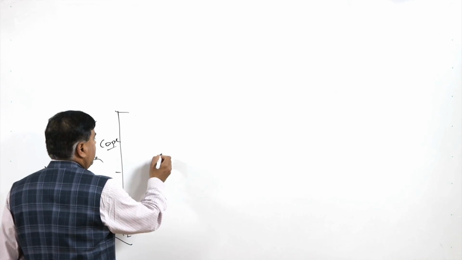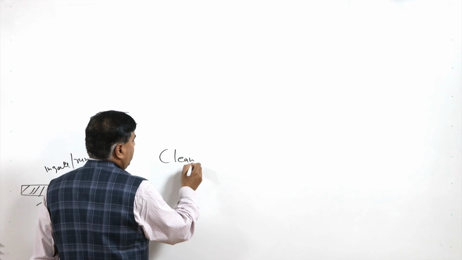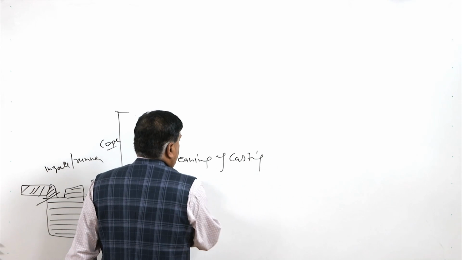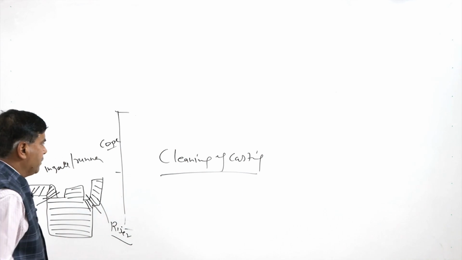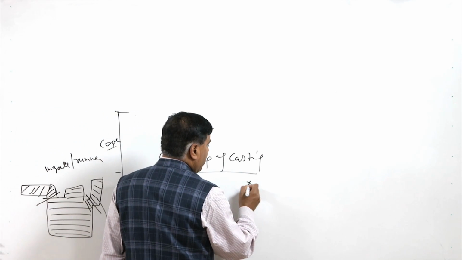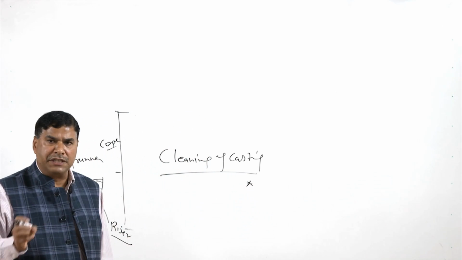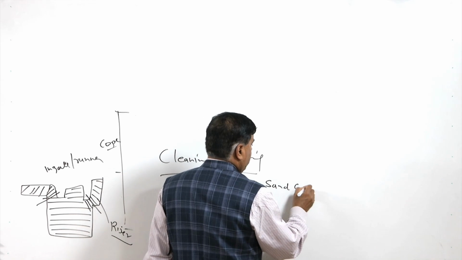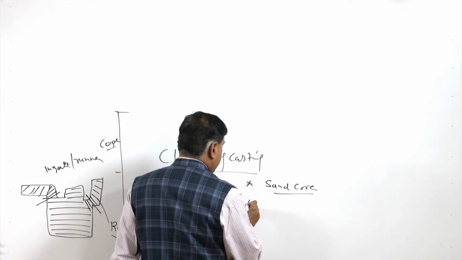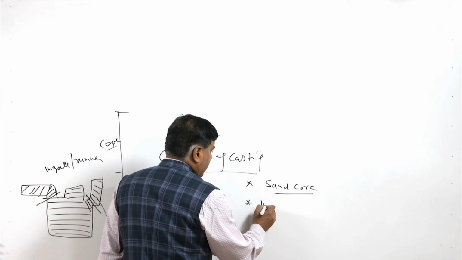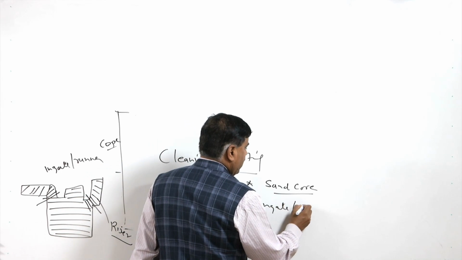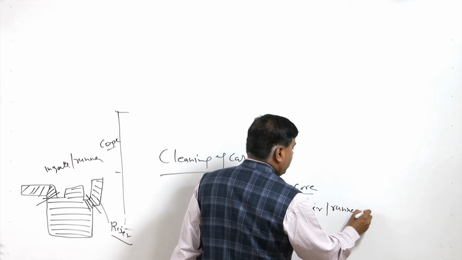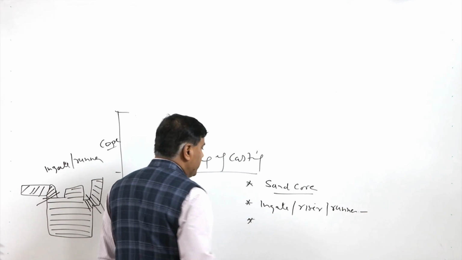So, cleaning of the casting. Once the casting is extracted, what does it involve? What are the things which are within the scope of this? One is, if cores have been used for producing the internal features, holes, then this sand core needs to be removed. Then the ingates, riser, runner, the metal solidified in ingate, riser and runner, this also needs to be removed.